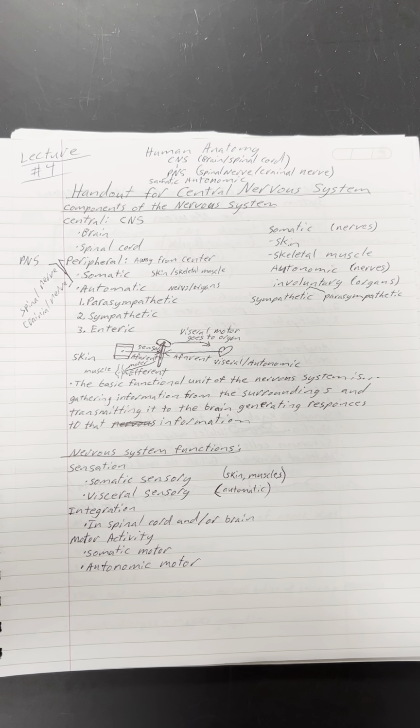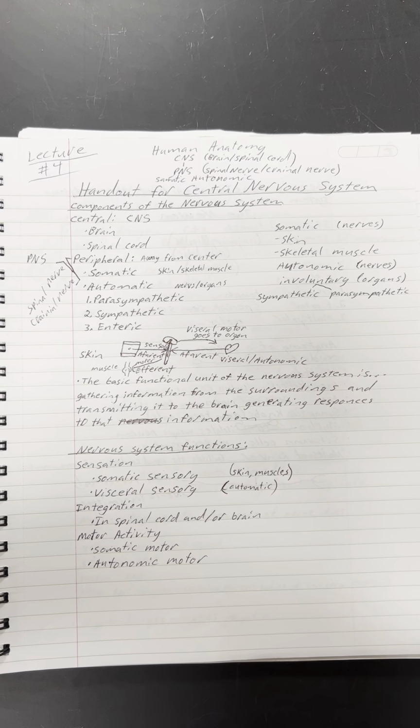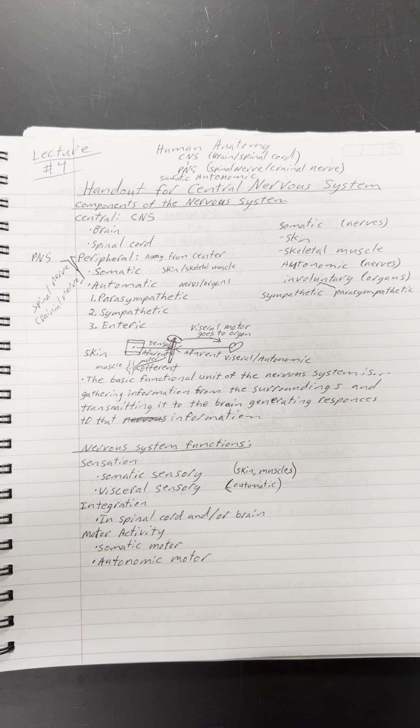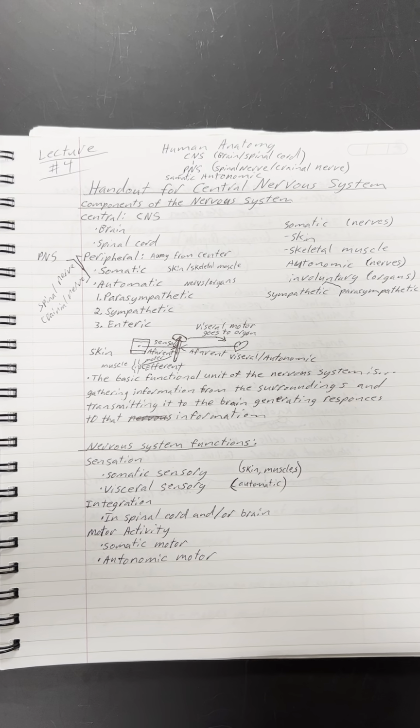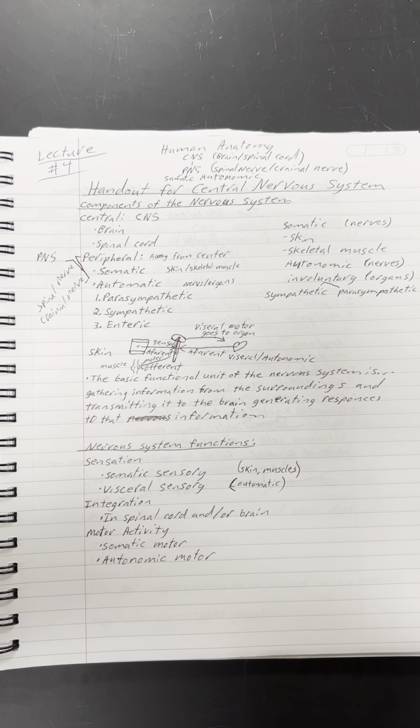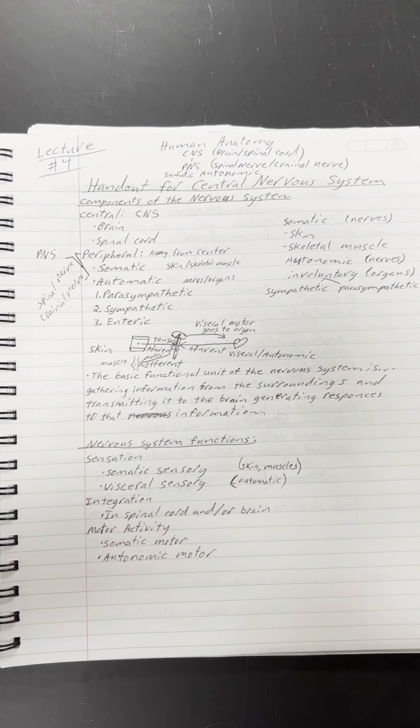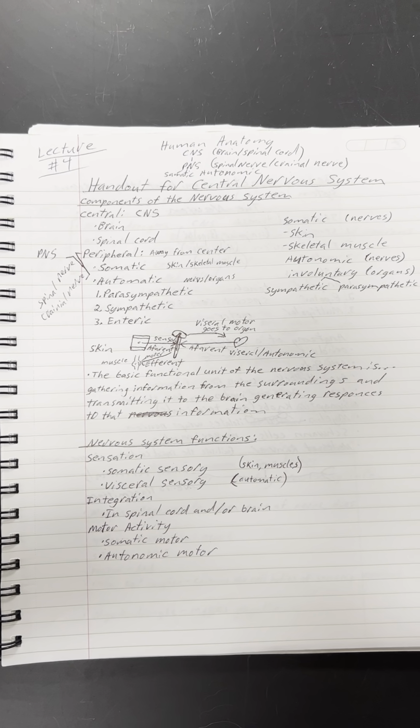So autonomic moves the nerves and organs. Somatic, skin and skeletal muscle. All right, moving on.